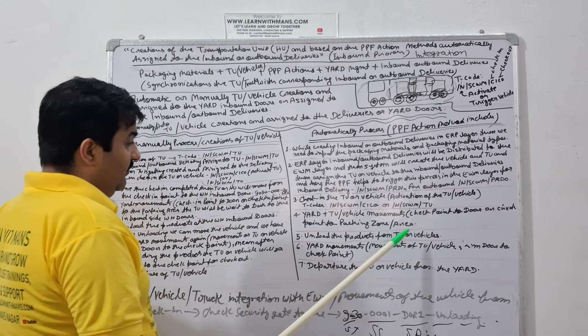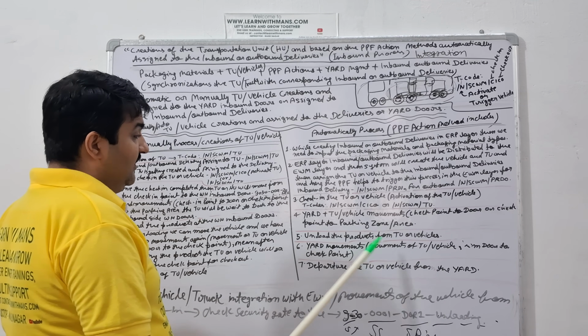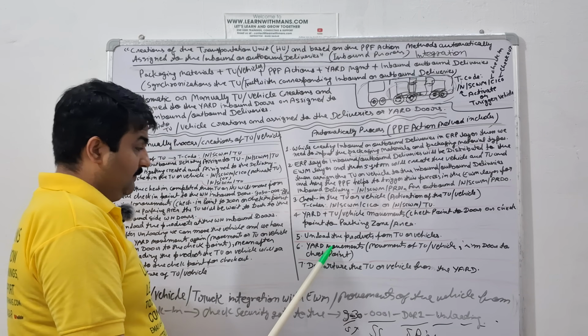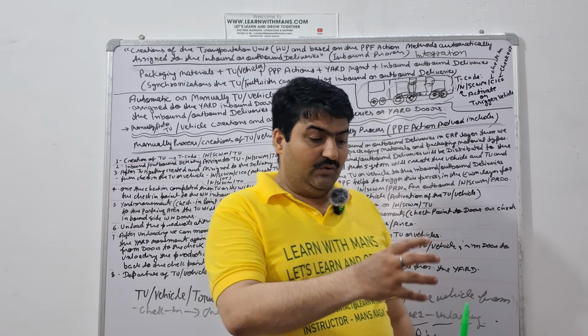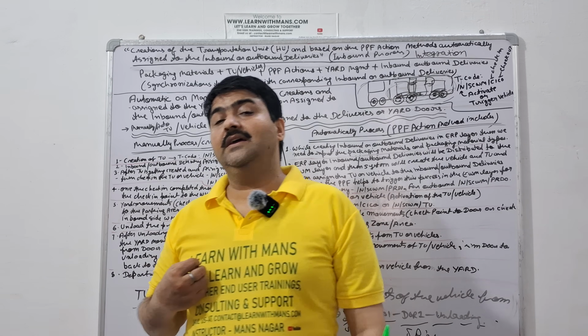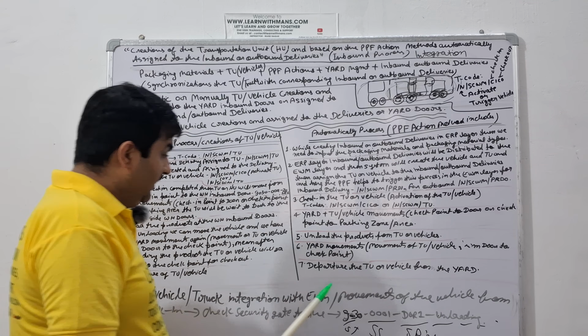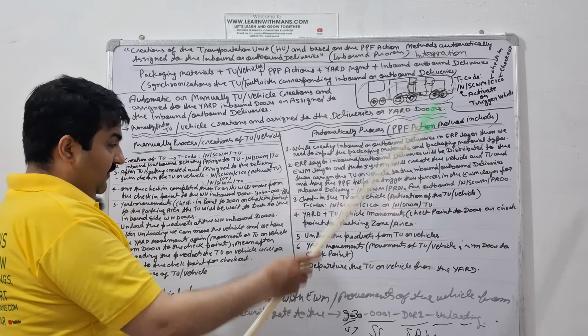Unload the product from the TU or vehicle. Then yard movement of the TU vehicle from door to checkpoint. Again, by checkpoint, after unloading, the truck needs to leave the yard premises. So that's why we have departure of the TU or vehicle from the yard.